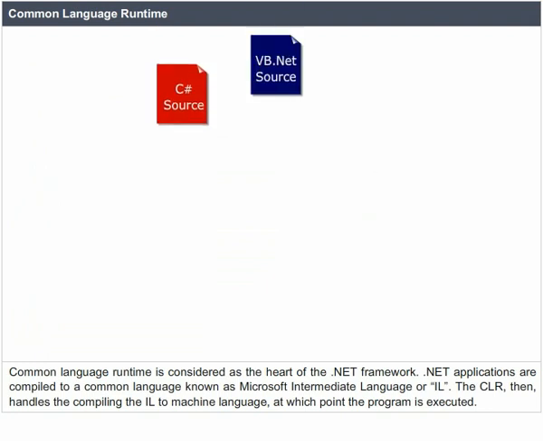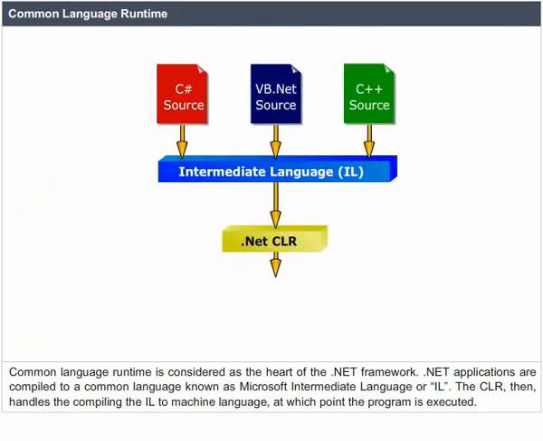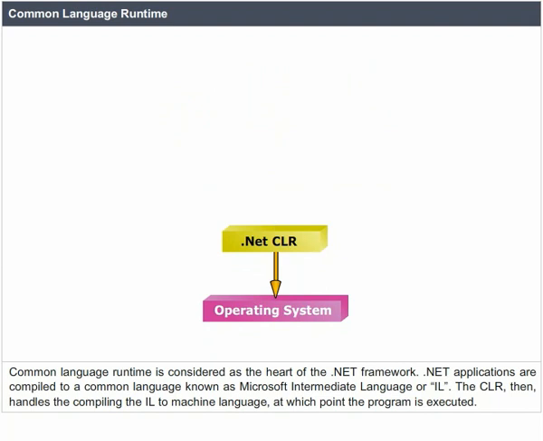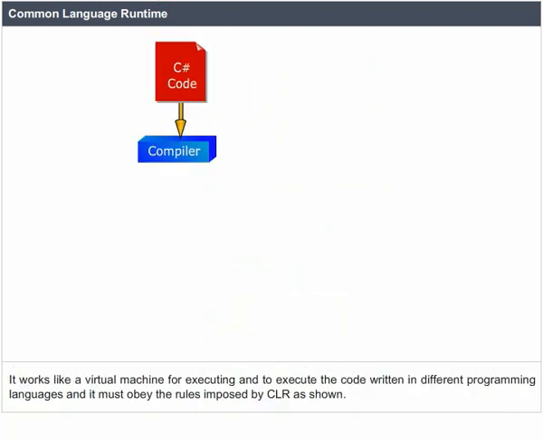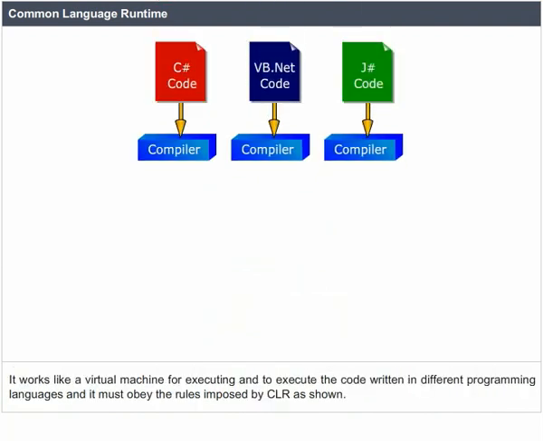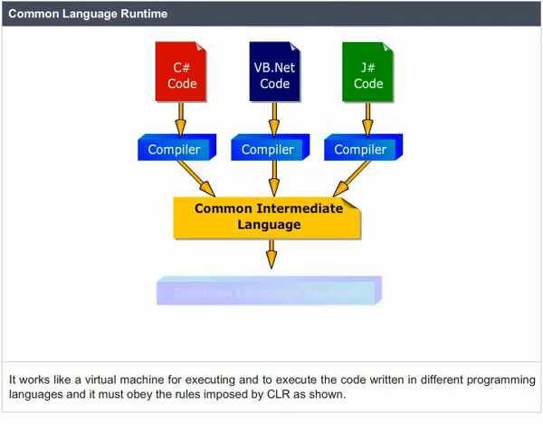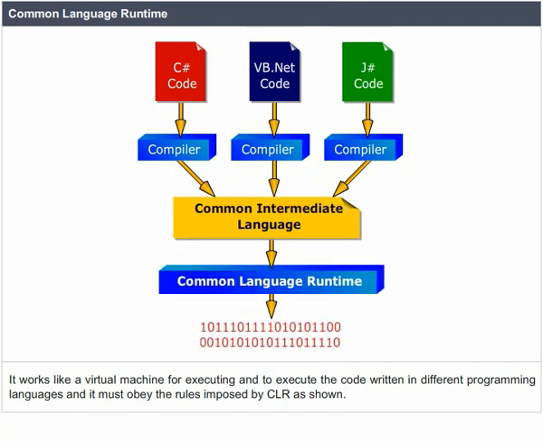Common language runtime is considered the heart of the .NET framework. .NET applications are compiled to a common language known as Microsoft Intermediate Language, or IL. The CLR then handles the compiling of IL to machine language, at which point the program is executed. It works like a virtual machine to execute code written in different programming languages, which must obey the rules imposed by CLR, as shown.